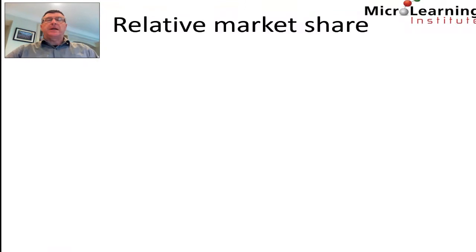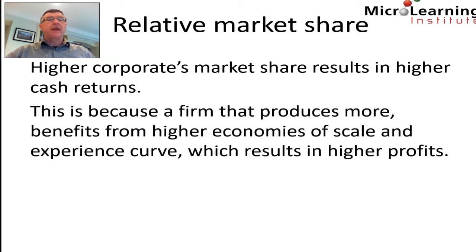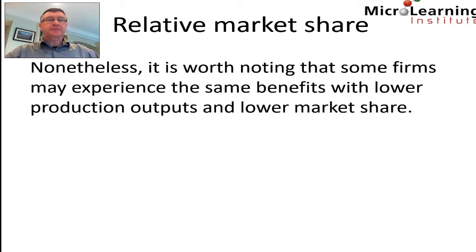Let's look first at the concept of relative market share. Higher corporate market share results in higher cash returns. This is because a firm that produces more benefits from higher economies of scale and the experience curve, which results in higher profits. Nonetheless, it is worth noting that some firms may experience the same benefits with lower production outputs and lower market share.